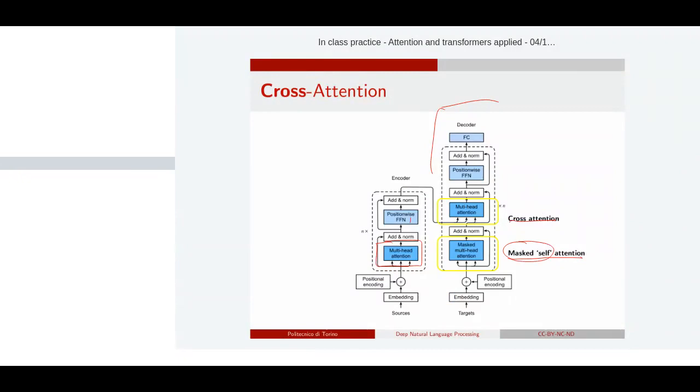Okay. So we have this masked self-attention because when we are decoding the sequence, we are generating the words one by one, right? So we generate the first word, then for the second word we can pay attention just to the first word. For the third word, we can pay attention to the second and the first word. So at each step, we can pay attention only to the words that we have already generated.